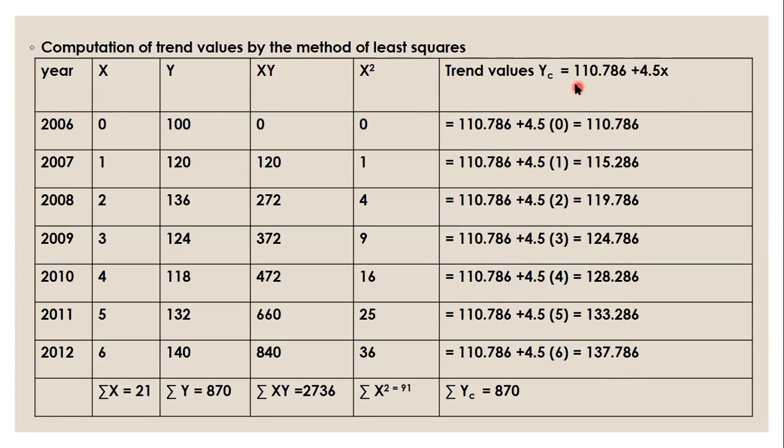So how do we find the trend values? For this equation, we are going to substitute x for every year. Let us understand, for 2006 we write the equation. In the place of x we have 0, so we get 110.786. Similarly, for 2007 x is 1, so we substitute 1 and we get 115.286. For x equal to 2, you substitute 2 and get 119.786, and like this, and so on, you get all the values.